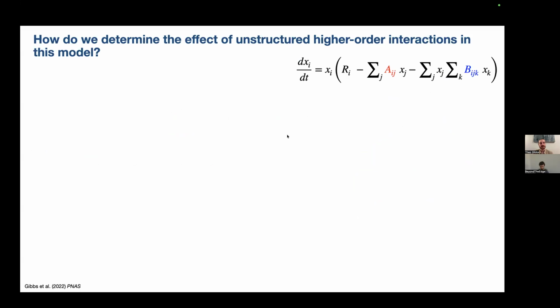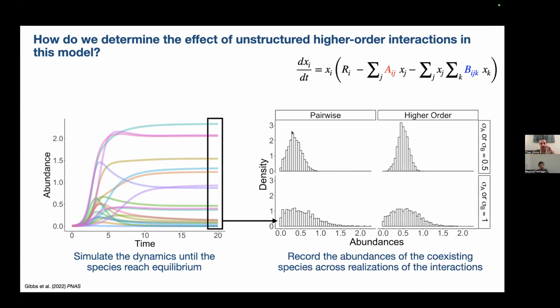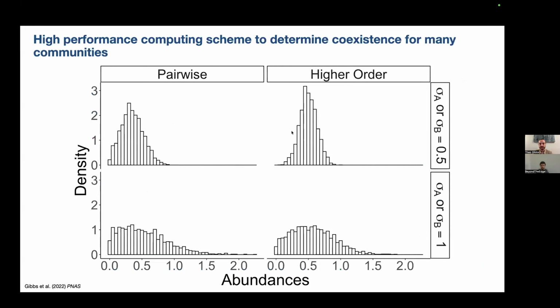Okay, so how are we going to determine the effect of these unstructured higher order interactions in this model? First thing we're going to do is just simulate their dynamics until they reach some equilibrium, and it turns out in the parameter combinations I'll mostly focus on, that tends to be the case. They do tend to reach some equilibrium. And of course, we can always just tally up the number of species which achieved a given abundance at the end of a simulation and make histograms like this, which are called species abundance distributions, a very classic way to graph the coexistence outcomes in ecology.